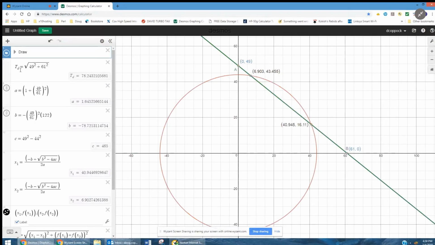There's the total distance, the square root of 49 squared plus 61 squared. After simplifying that expression, after I substituted for y in the first equation and got it in the form ax squared plus bx plus c equals 0, I found these values for a, b, and c, and I said x sub 1, quadratic formula, x sub 2, quadratic formula.